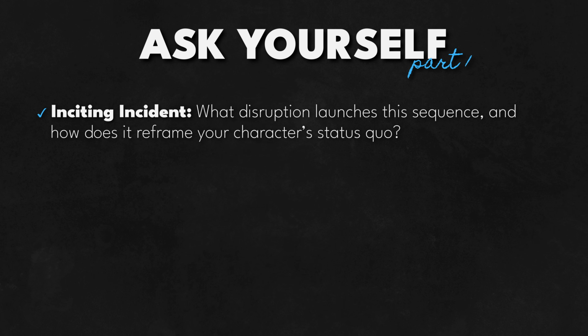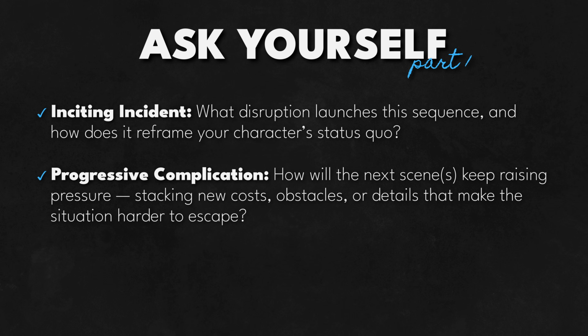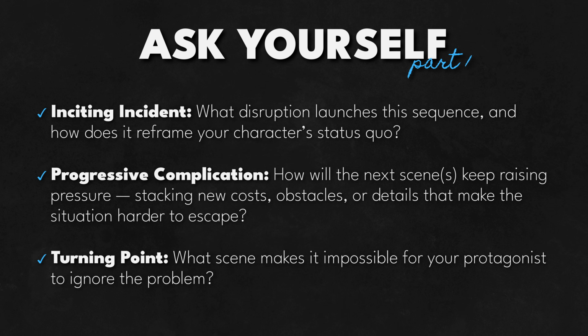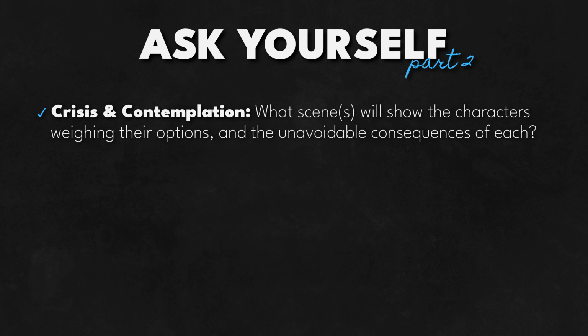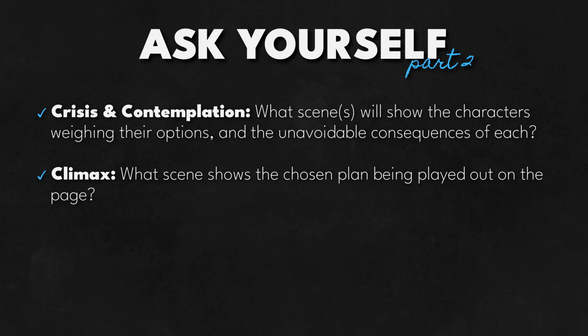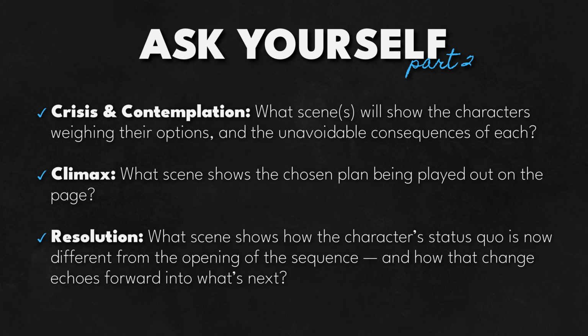So when designing sequences for your own novel or when revising your draft, ask yourself, what disruption launches this sequence and how does it reframe your character's status quo? How will the next scene keep raising pressure, stacking new costs, obstacles, or details that make the situation harder to escape? What scene makes it impossible for your protagonist to ignore the problem? What scene will show the characters weighing the options and the unavoidable consequences of each? What scene shows the chosen path being played out on the page? And finally, what scene shows how the character's status quo is now different from the opening of the sequence and how that change echoes forward into what's next?